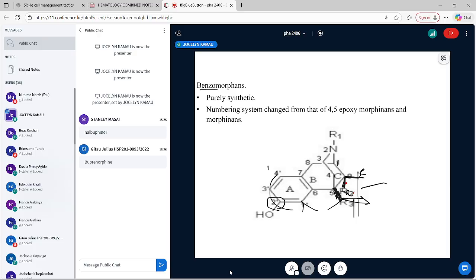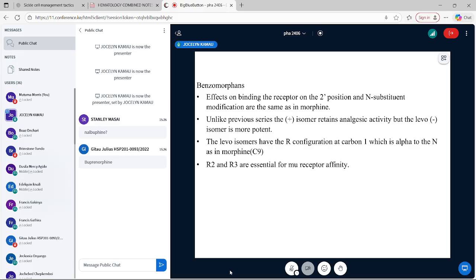This can change. The orientation of the small group at position number 9 can be either alpha or beta, but depending on the orientation will have an influence on the amount of analgesic activity the compound will have. But of importance, what I want you first of all to note is the importance of the difference in the numbering. Kindly master that numbering. Master the fact that position 5, 9 must also have small alkyl substituents, and more often than not, they are actually small methyl groups.